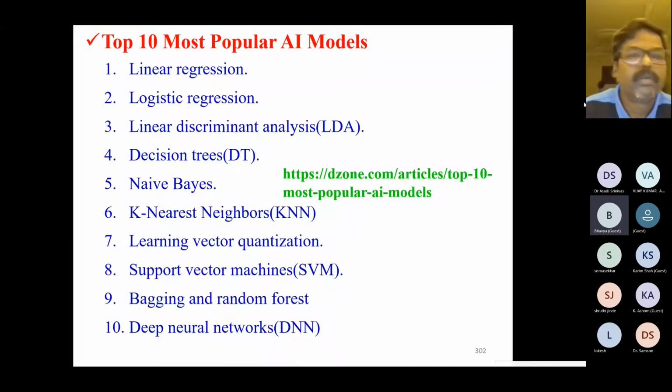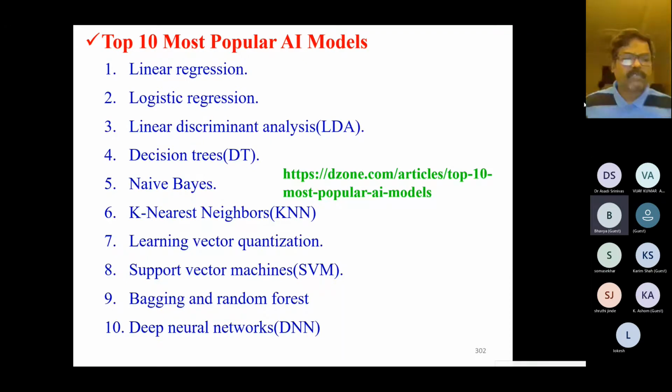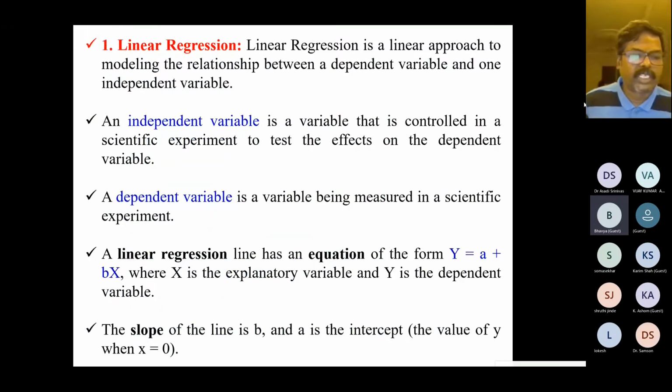So these are the top 10 most popular AI models, the top 10 algorithms: linear regression, logistic regression, linear discriminant analysis, decision tree, naive Bayes, K nearest neighbor, learning vector quantization, support vector machines, bagging and random forest, and deep neural network. So the first application I'm going to demonstrate.